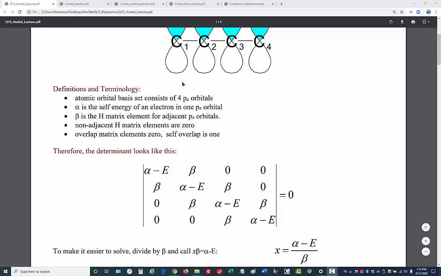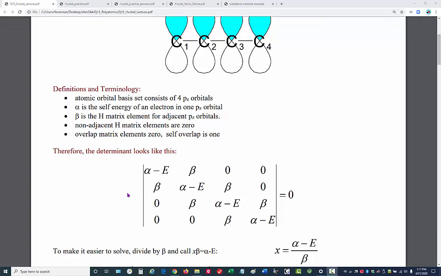Carbon 3 does not interact with carbon 1, so that's why that's 0. Carbon 4 does not interact with carbon 1, so that's why that's 0. So we proceed through the rows all in the same manner. The diagonals are alpha minus E. The off diagonals are either beta or 0, depending on whether we have a carbon being next to another carbon or not. And that's how we fill out that whole matrix.